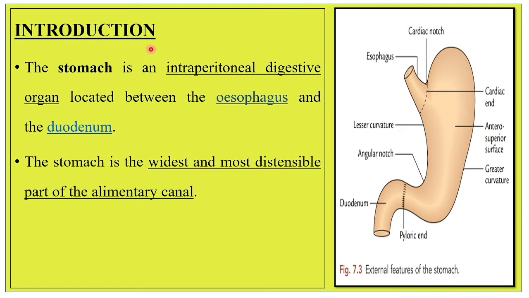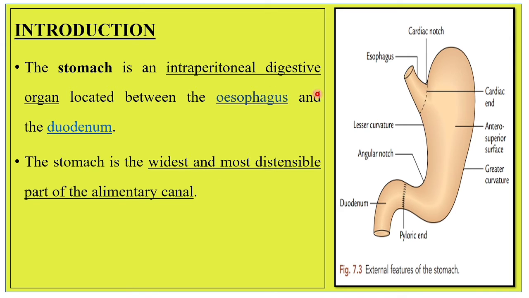So coming to the introduction, the stomach is an intraperitoneal digestive organ located in between the esophagus and duodenum. That means it is present inside the peritoneal cavity. And the stomach is the widest and most distensible part of the alimentary canal. So it has the capability to enlarge and relax according to the conditions.